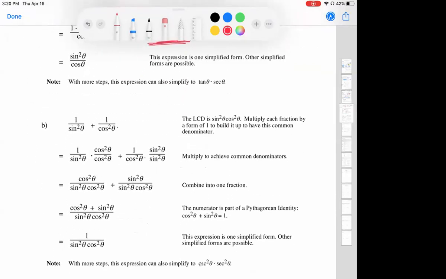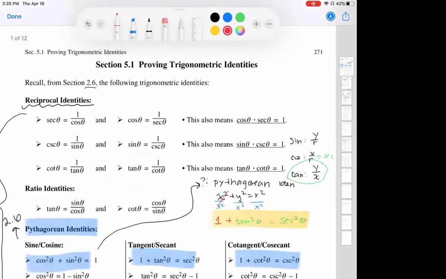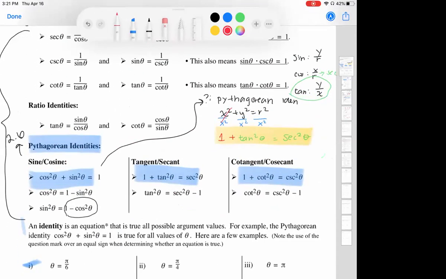For B, we concluded this is what we need to multiply to each term so that we can have the same denominator of sine squared times cosine squared. And I can add my numerators. So you have cosine squared plus sine squared, which is equal to 1 according to our Pythagorean identity. So then we just have 1 in the numerator. This Pythagorean identity that we learned, that we see now from section 2.6, is going to be very helpful. So be familiar with all of these.